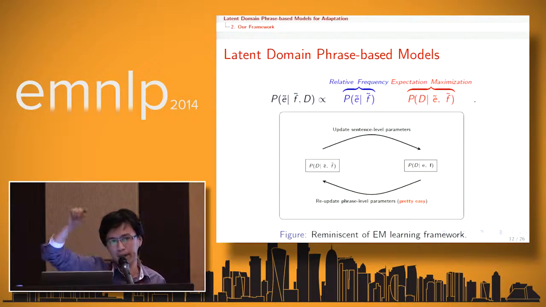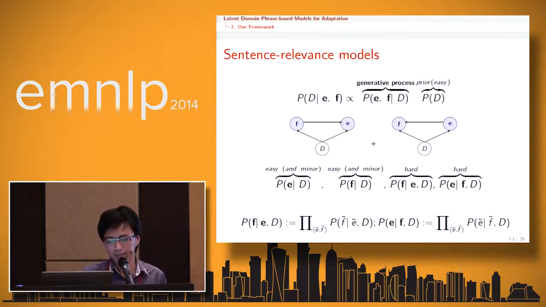What's next is how we can define P of D given sentence in a nice way, so that we can use P of D given phrase to update it. To define P of D given sentence using Bayes rule, we can decompose it into two components. The first component is a generative process of the data given the domain, and the second is the domain prior. It's pretty easy to estimate the prior: it just summarizes all the P of D given phrase. But the point is how we can design a generative process for the sentence given the domain.